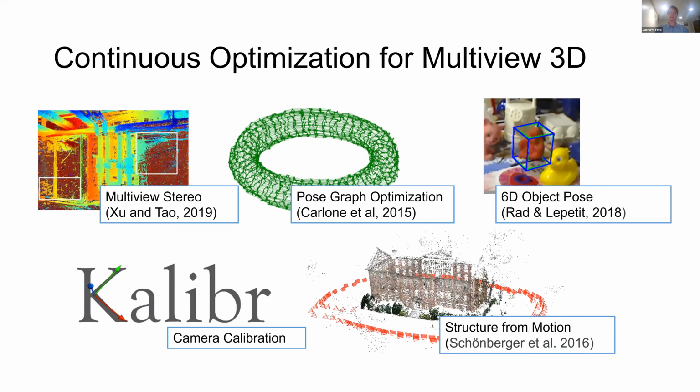And this type of problem shows up in many, many different multi-view 3D applications. For example, multi-view stereo, pose graph optimization, 6D object pose, even camera calibration. When we're trying to model these more complicated camera models, we usually need to rely on some sort of continuous optimization. And then of course, structure from motion, where we're trying to optimize for 3D points and then the camera poses jointly.